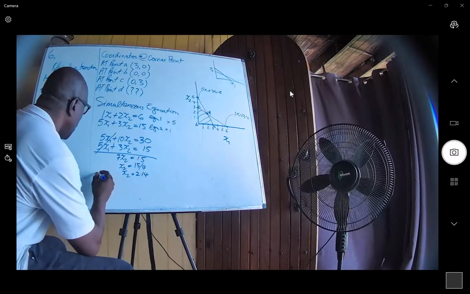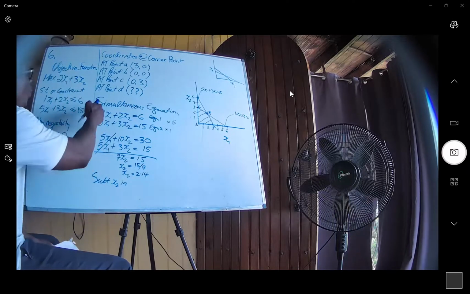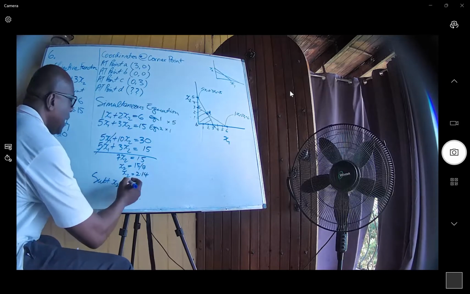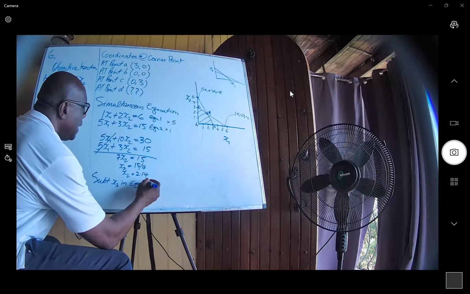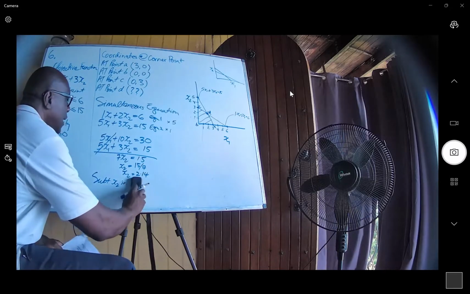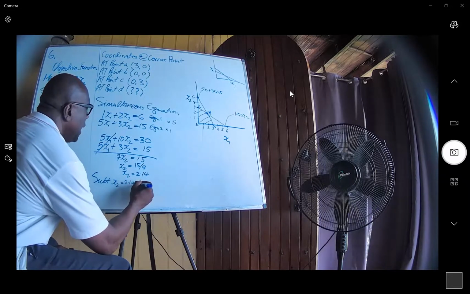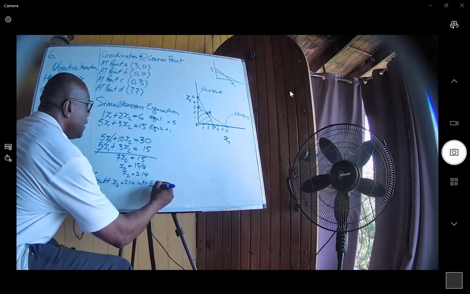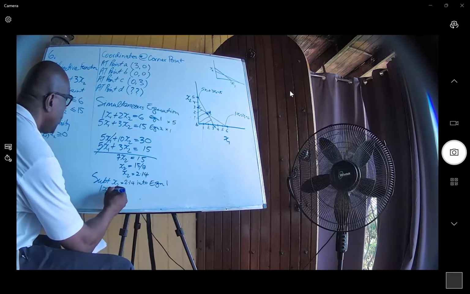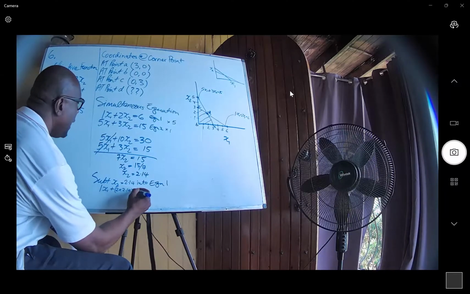So what I do is I'm going to substitute x2 into any of the two top equations. You can't substitute it into the modified equation. Any of the two equations up here. So equation 1 looks the easier one, don't you think? Substitute x2 equals 2.14 into equation 1. When I do that, I'm going to get 1x1 plus 2 times 2.14, yeah? And that's going to be equal to 6.